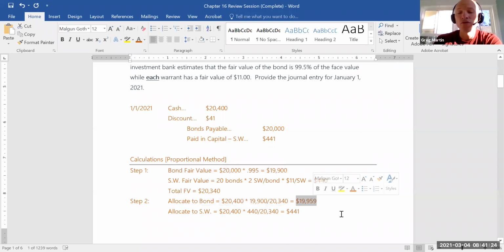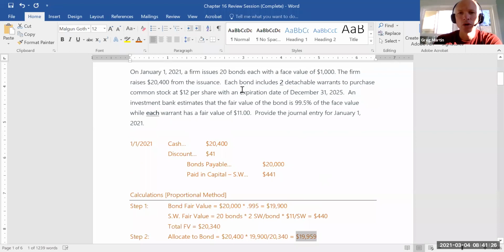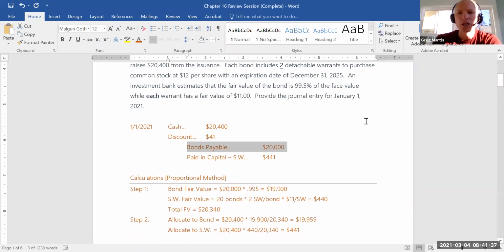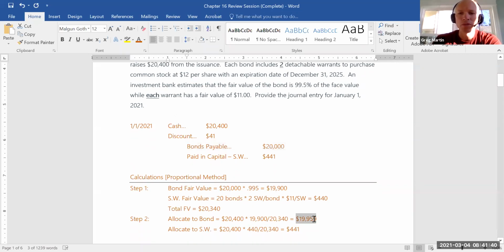$19,959. The face value of the bonds we know is 20 bonds, $1,000 each, for a total of 20,000. So we know that for purposes of the journal entry, we need to assign $20,000 to the bonds payable account. Because we have allocated an amount that is less than that par value, the difference, because it's less, needs to be assigned to the discount balance. If the amount that had been allocated would have been more than 20,000, then any amount over the par value would have been allocated to the premium account.